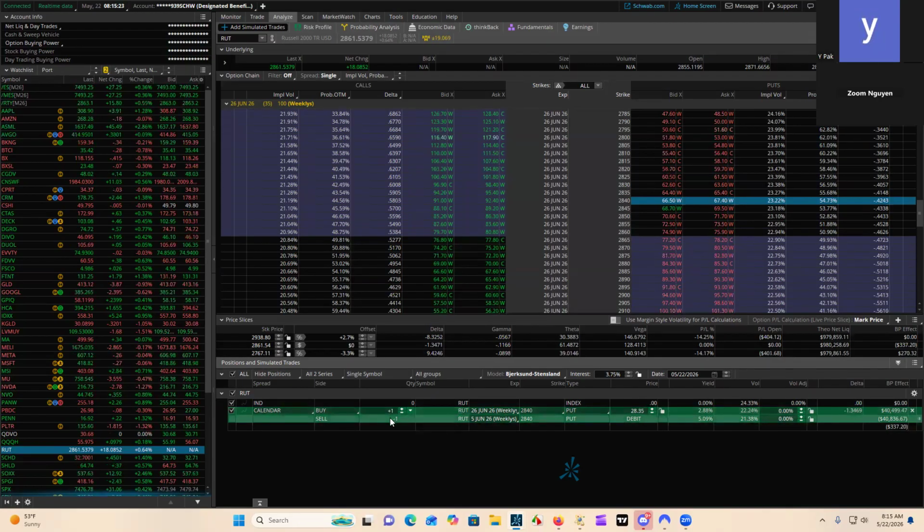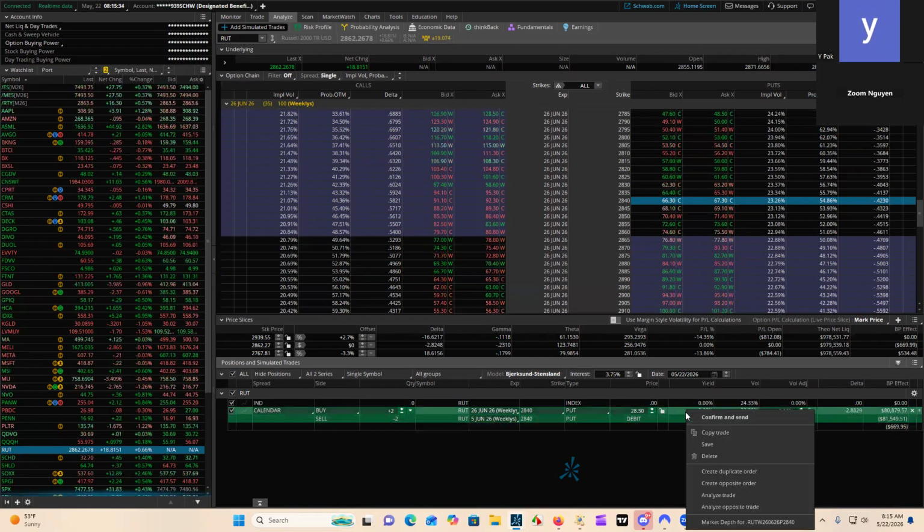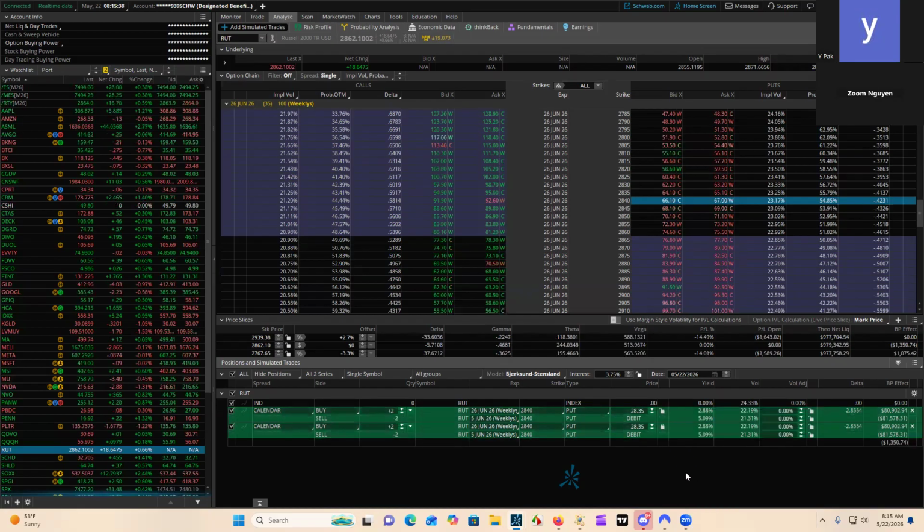The minimum size for this strategy is two, so you have to do at least two contracts. And to do two contracts, you want to have a minimum of $10,000 in your account. So let's go. And before I place this trade, I should analyze it.